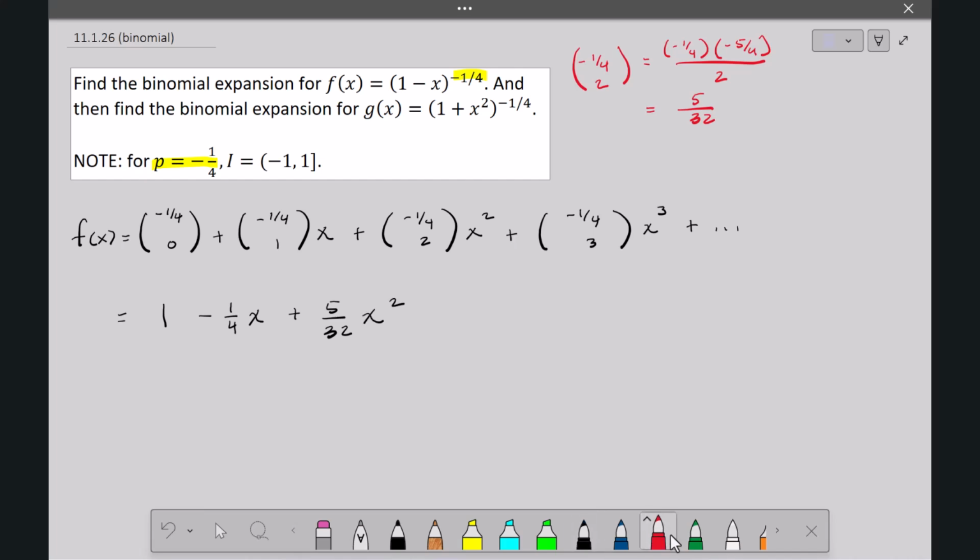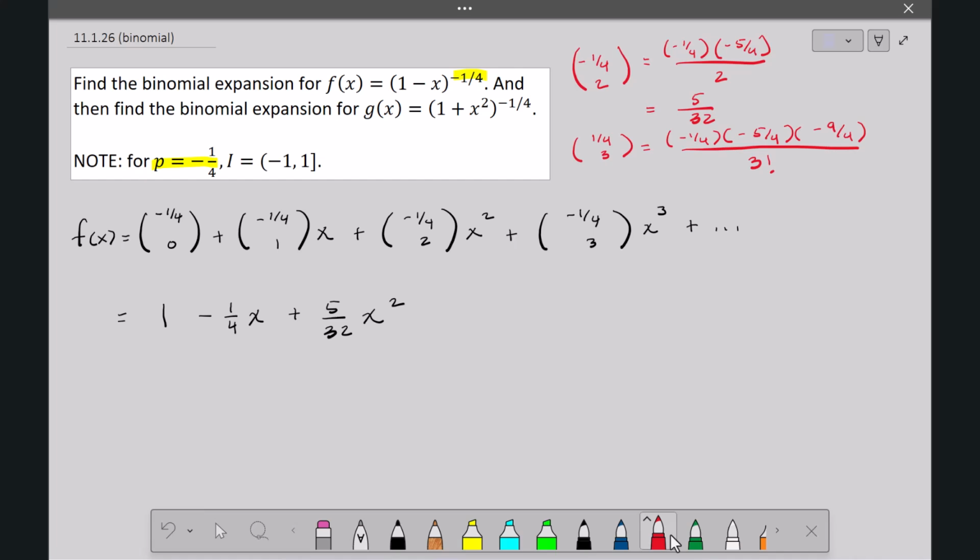Now let's find the next one. So negative 1/4 choose 3. We're going to start out the same. Negative 1/4 multiplied by negative 5/4 multiplied by negative 9/4. So we do repeated subtraction of 1 until we get 3 factors. And in the denominator here, we have 3 times 2. We have 3 factorial.